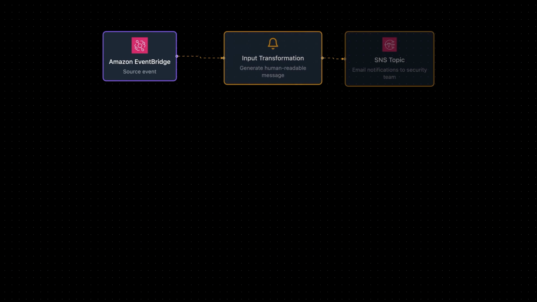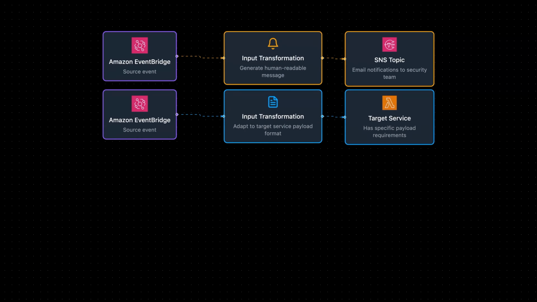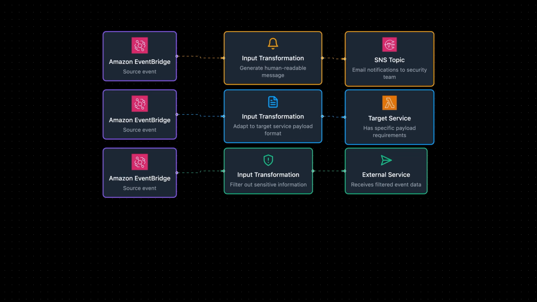Input transformation is particularly valuable whenever you're generating human readable notifications, just like the SNS topics that email your security team, as we saw in our example. Or you can use it whenever your target service has specific payload requirements, with events coming in from different sources, and you need to feed them in as the same input to that service. You can also use it whenever you need to filter out any sensitive or unnecessary information before sending it to certain targets. This is a really important use case, so be sure to remember this one.